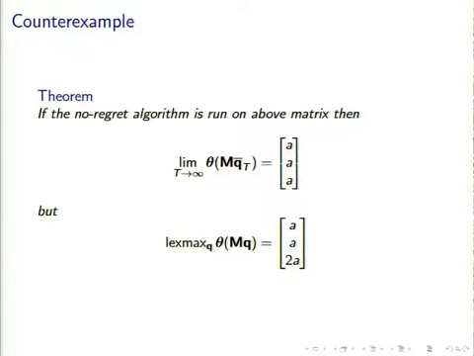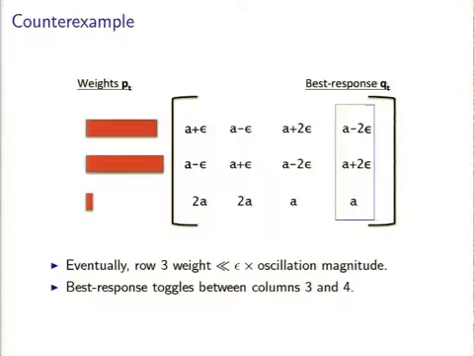So putting this all together, if I run the no-regret algorithm on this matrix, then asymptotically it converges to a column strategy that gives the value A to every row. Whereas we know there's a lexicographic optimal strategy that gives 2A to the last row, basically just the uniform average of these first two columns.